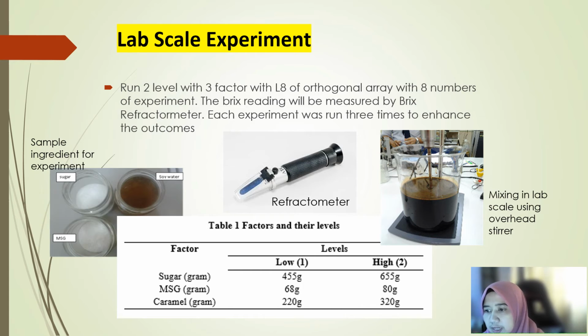Then this is the mixing in lab scale using an overhead stirrer. Table 1 shows the factors and their levels, which is sugar for level 1 is 455 grams, level 2 is 655 grams, MSG for level 1 is 68 grams and level 2 is 80 grams, caramel for level 1 is 220 grams and for level 2 is 320 grams.